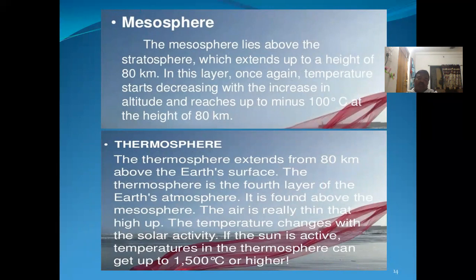Then the next layer is the thermosphere. The thermosphere extends from 80 kilometers above the Earth's surface. The thermosphere is the fourth layer of the Earth's atmosphere. It is found above the mesosphere. The air is really thin at that height. The temperature changes with the solar activity. If the sun is active, the temperature in the thermosphere can get up to 1500 degrees centigrade or even higher.